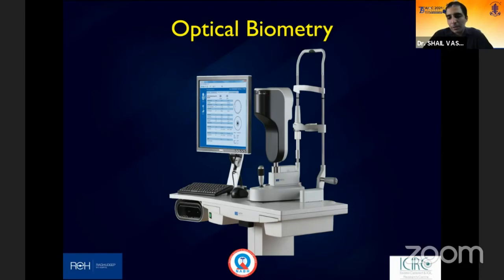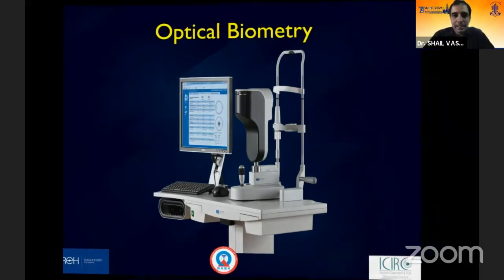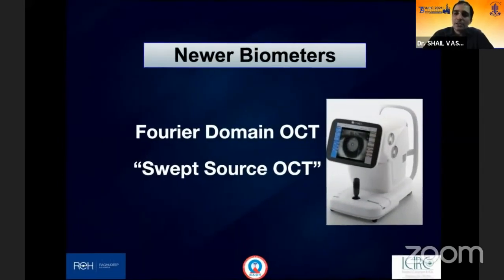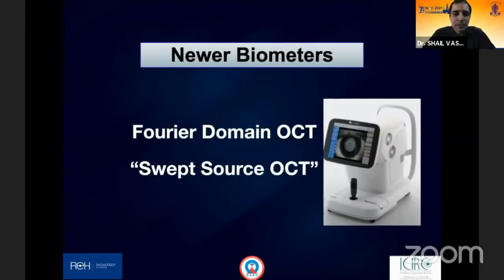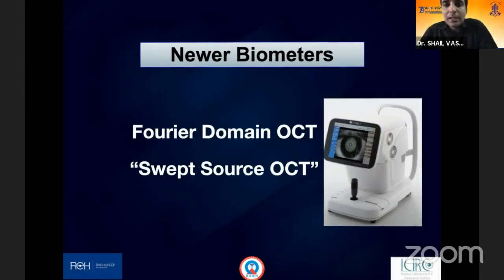That is the optical biometer. And optical biometry has evolved tremendously over the last decade and a half. The newer optical biometers, what they call swept source based biometers, are nothing but Fourier domain OCT based biometers. And the reason why they are going to be the future is because they have a very high penetration rate even in the densest of cataracts, which is more relevant to our part of the population than, say, in the Western population.